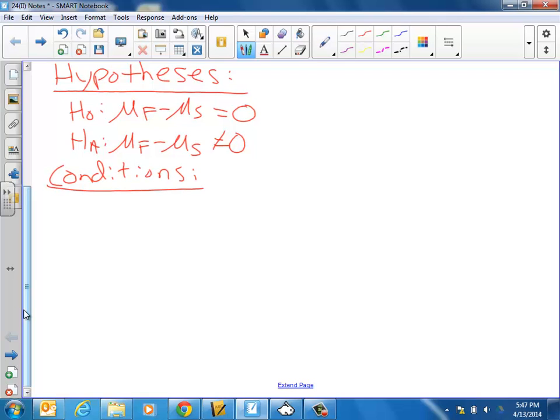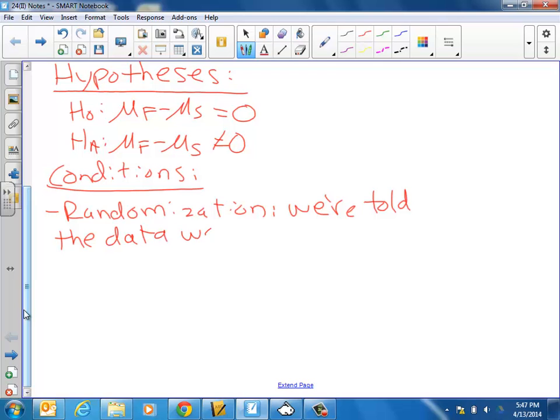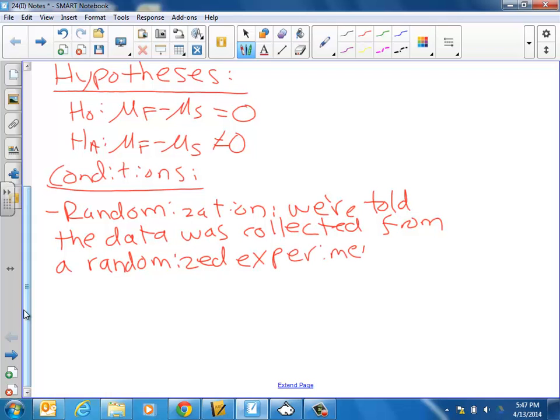Conditions here. We first want to check for randomization. And that one's not too hard. We were told the data was collected randomly. So we'll go ahead and write that out. We're told, well, really that we have a random experiment. We're told the data was collected from a randomized experiment. All right, no sweat. So there you've got the randomization condition knocked out.